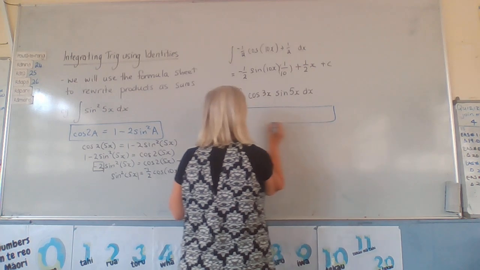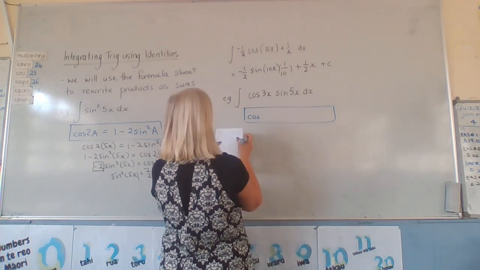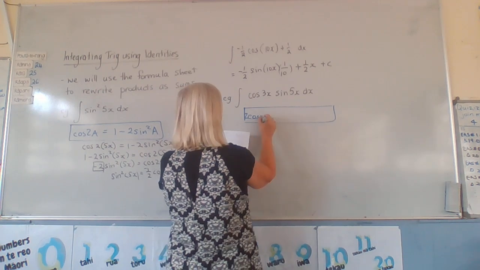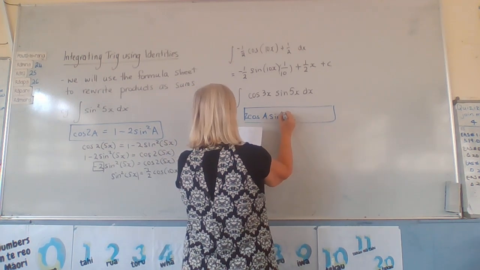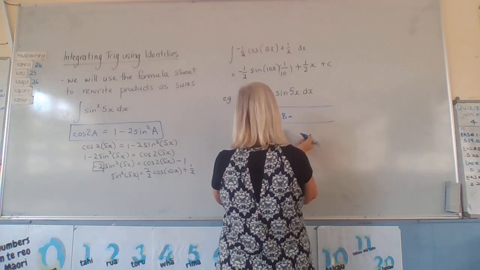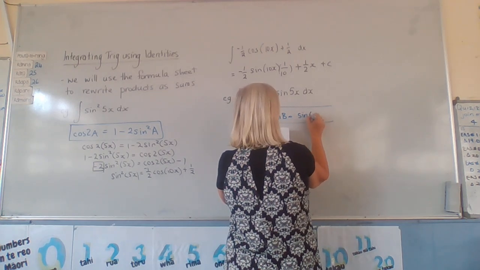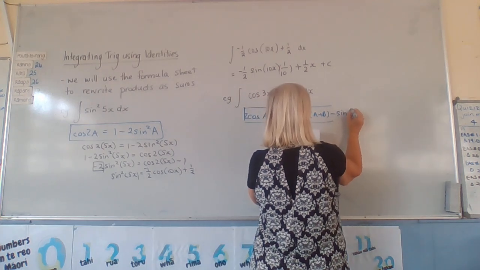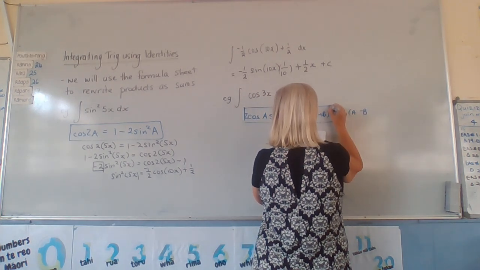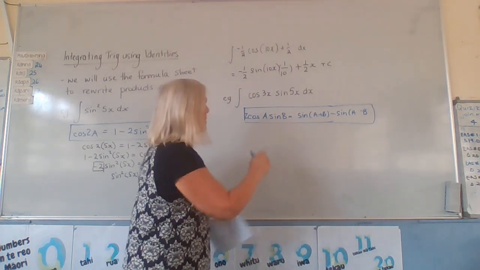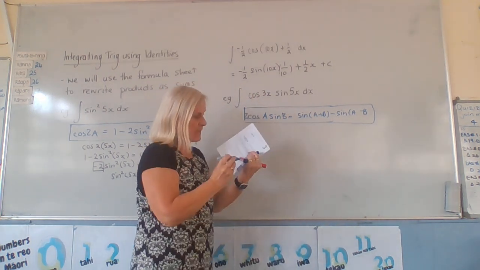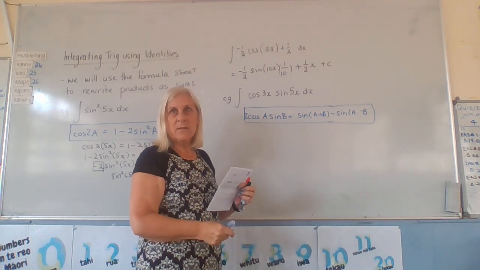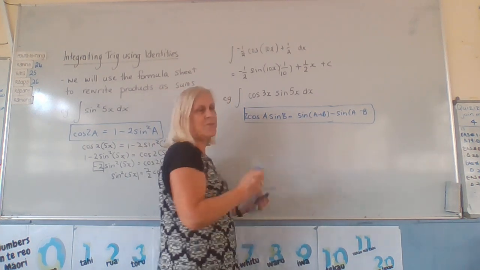So we just use the formula, which says, in this case, 2 cosine of A sine of B equals sine of A plus B minus sine of A minus B. All right, so the second line of formulas, because I've got cosine, sine. All right, I haven't got 2. That's okay, I can have half the answer. Got half the question, I can have half the answer.